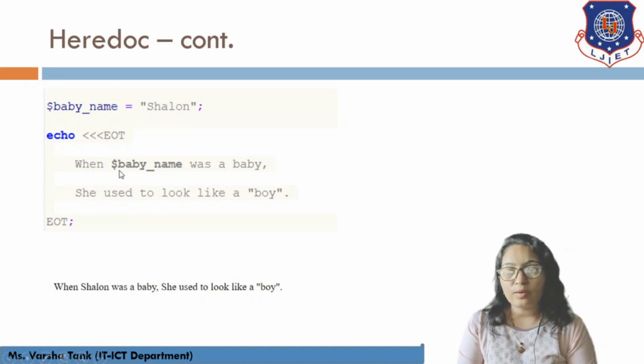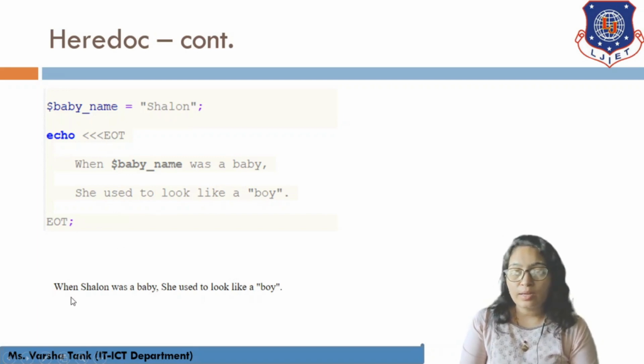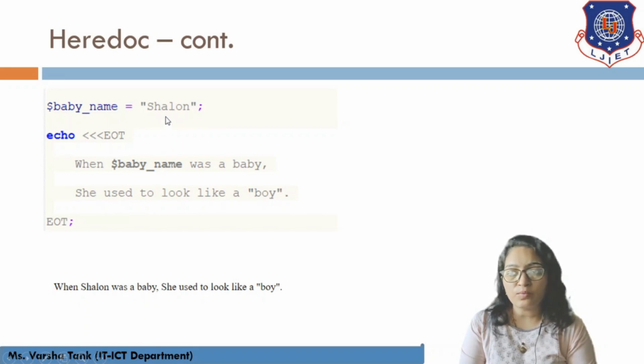Now here you can write: when $baby_name was a baby, she used to look like a boy. And here the end of text identifier with a semicolon. Here, mark that there is no space. You have to define it on a new line without any space. So it will indicate the end of the heredoc. It will execute: when Shalon was a baby, she used to look like a boy. So it replaces $baby_name with Shalon and displays the output.